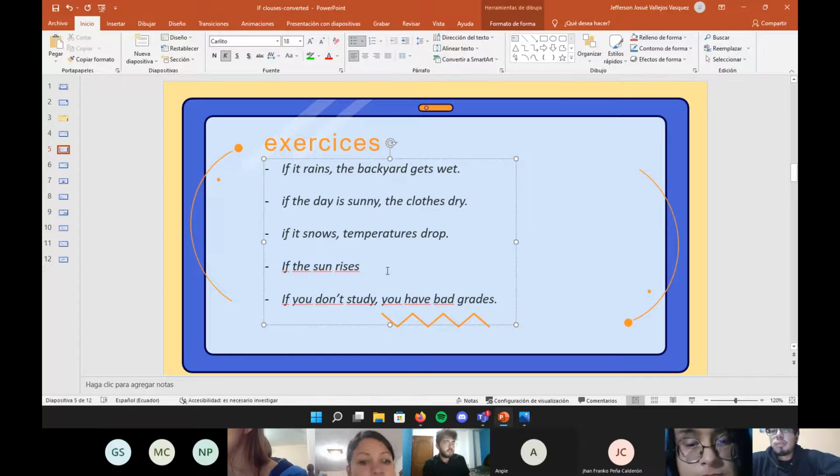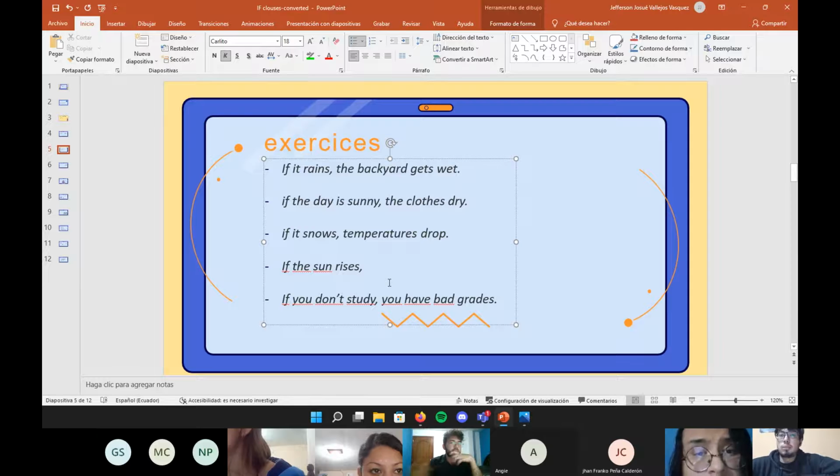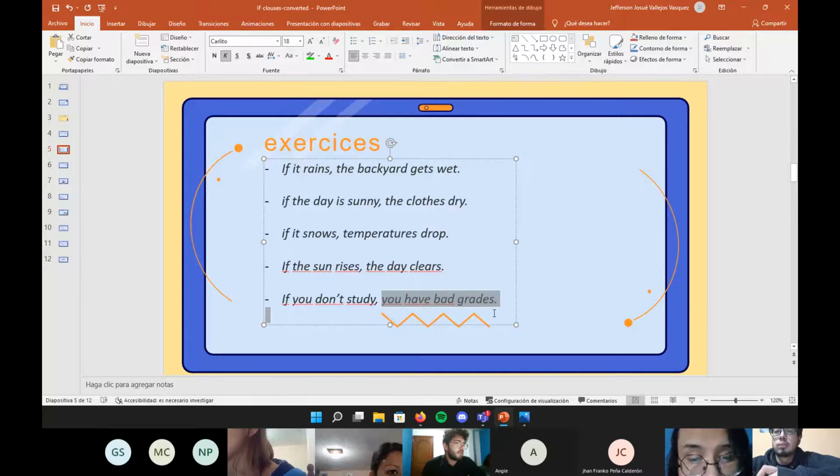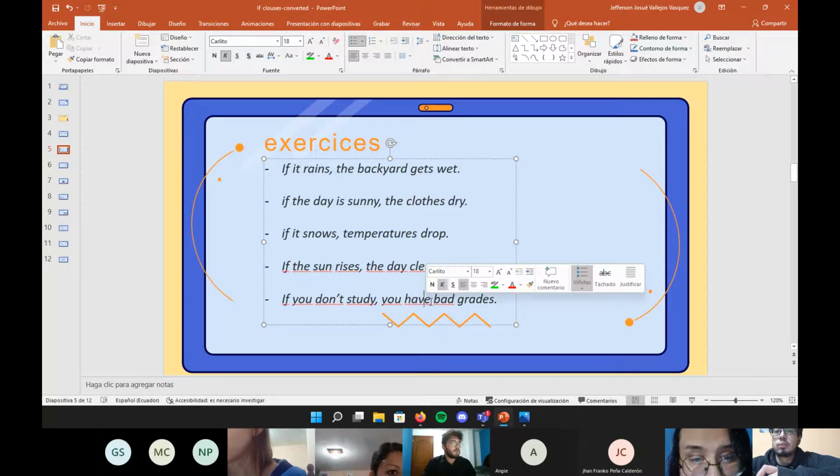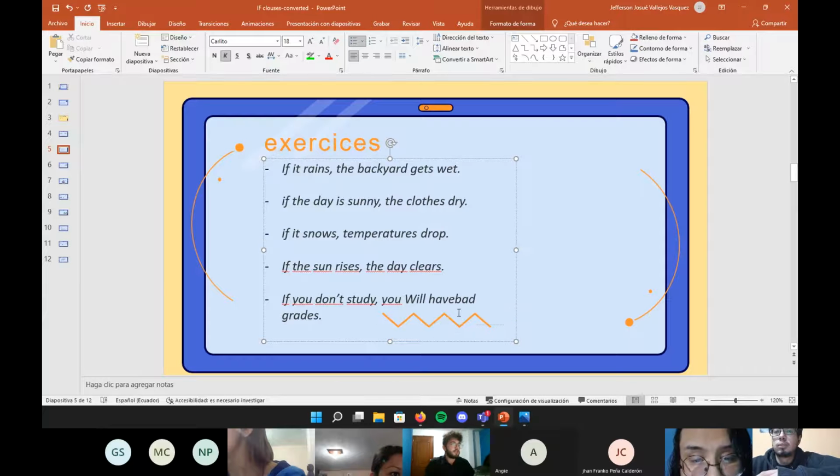In this case, if the sun rises, how can we complete this? Any volunteer? What happens if the sun rises? I mean, we can put the day clears, okay? Why do we put have bad grades? Because if we put it that way, you will have bad grades.